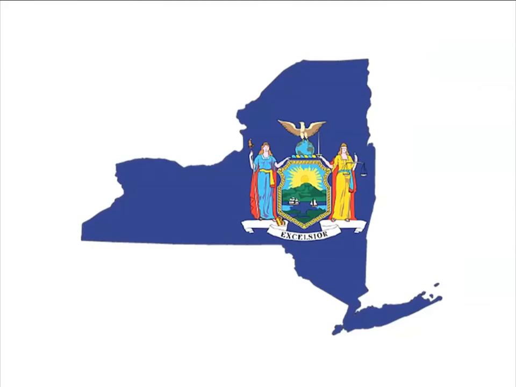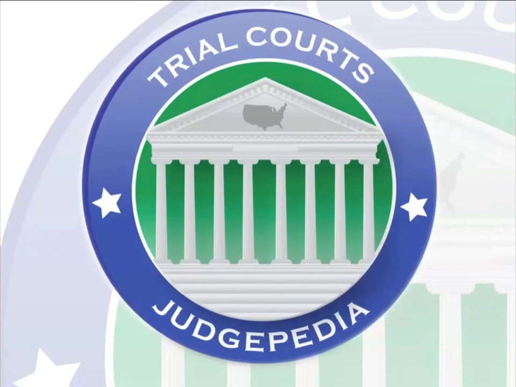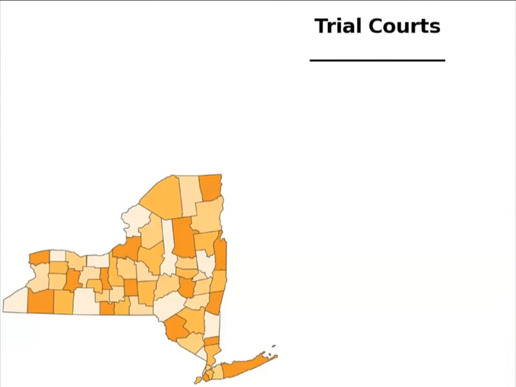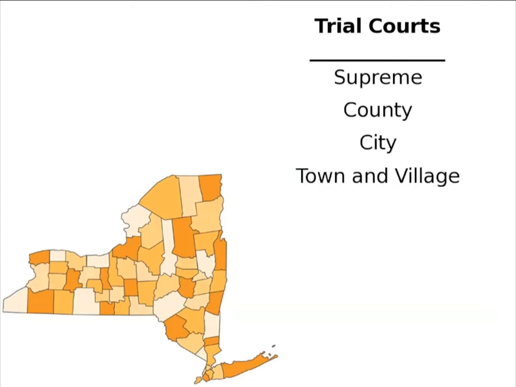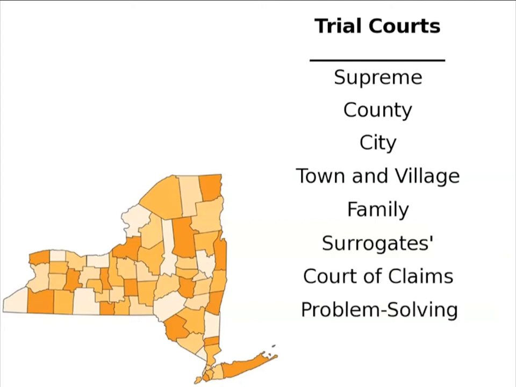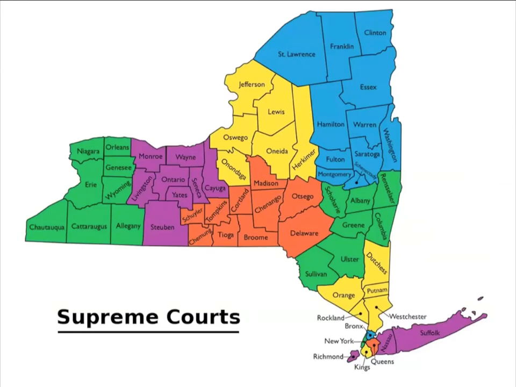In the state court system, cases begin at the trial court level. These are also known as courts of original instance and include the following: Supreme Courts, County Courts, City Courts, Town and Village Courts, Family Courts, Surrogates Courts, the Court of Claims, Problem-Solving Courts, and the New York City Civil and Criminal Courts. The Supreme Courts are actually the trial courts of general jurisdiction, unlike in most states which name their top court the Supreme Court.